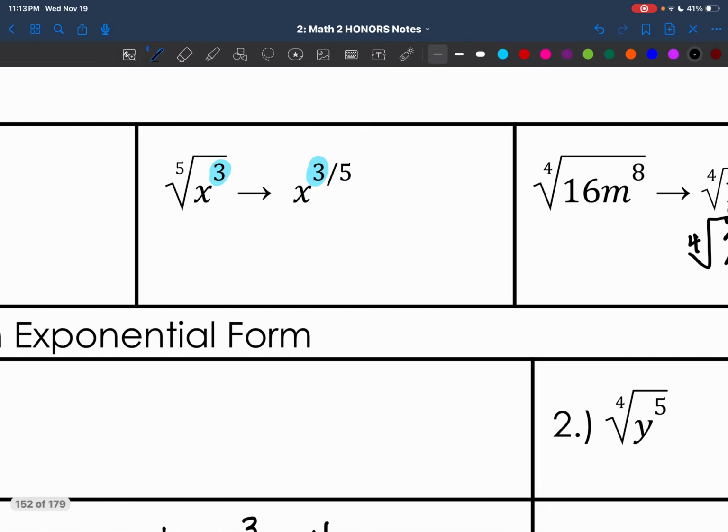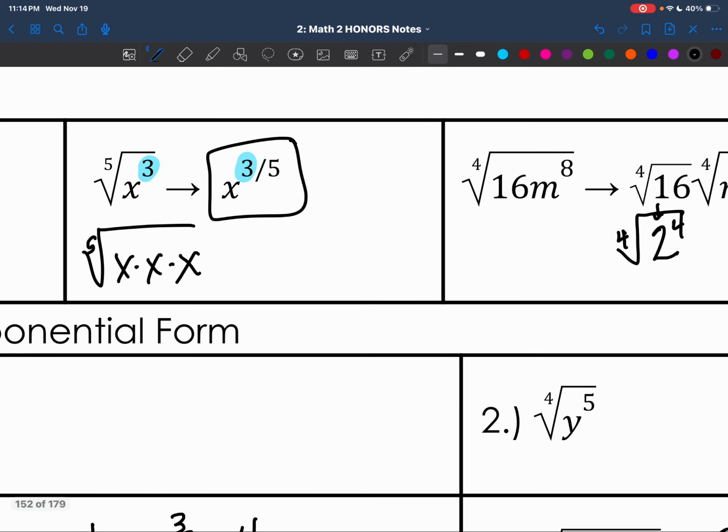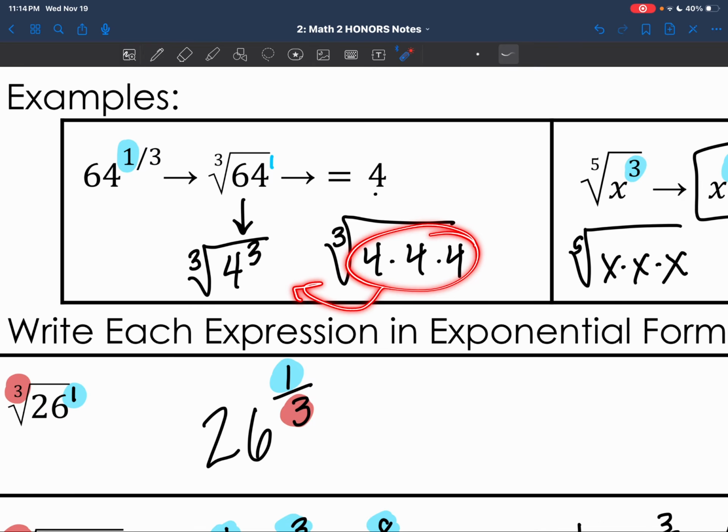All right, so let's look here. If we were to look here, I've got a group of 3 x's, and then it's all over 5. So we can rewrite it as x to the 3 over 5 power. So that's all this means. Now, if I would have had here, and our index is 3, every time we have a group of 3, it kicks outside the radical, which is 4.